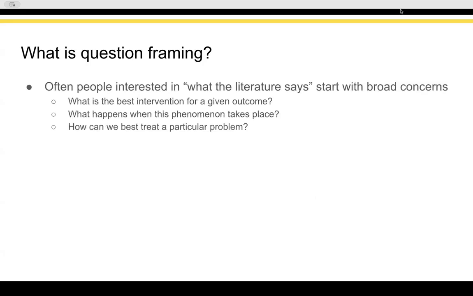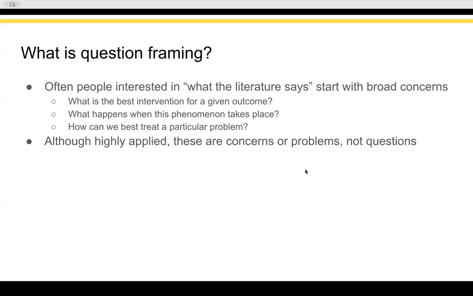So often people who are interested in what the literature says start off with broad concerns. So they might ask, what is the best intervention for a given outcome? What happens when this phenomenon takes place? Or how can we best treat a particular problem? And these are not closed questions. They're not answerable with systematic review yet.